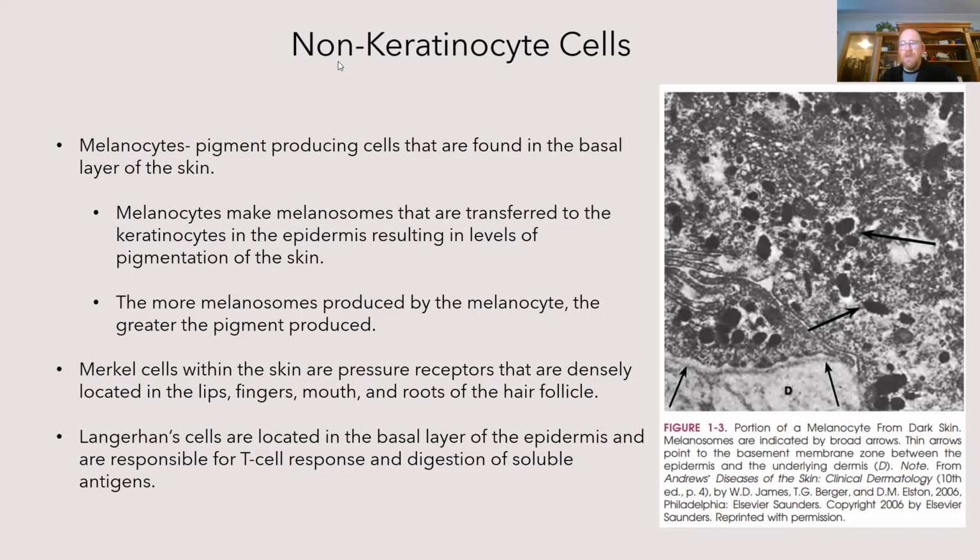So we know that generally cells have these things called ribosomes, and they transport things. Well, melanocytes make melanosomes, and those melanosomes actually have the melanin in them, and they're what transports melanin to the keratinocytes in the epidermis. Okay, so the more melanosomes produced by the melanocyte, the greater the pigment. So the more pigment that an individual has, the more melanosomes that are there.